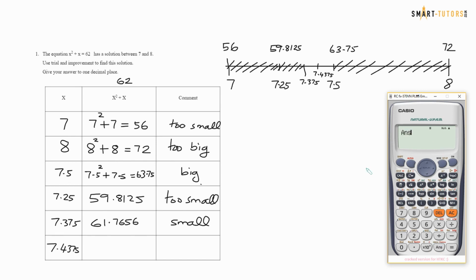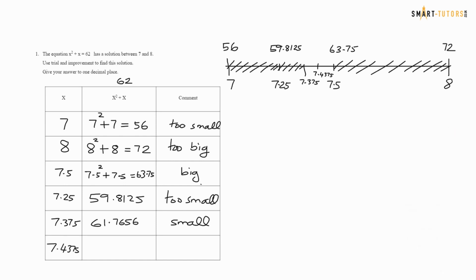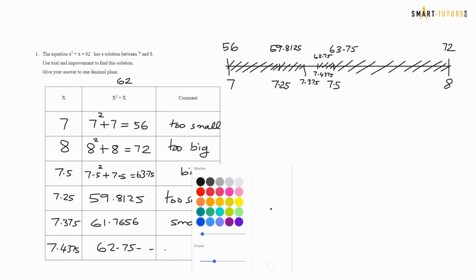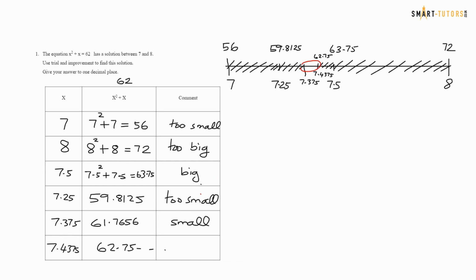So you can substitute in the calculator. Answer, which is 7.4375, squared plus answer, which is 62.75. So that is 62.75, which is also a little bit bigger. So I cross this region. So the answer is going to be perfectly between this and this, right?